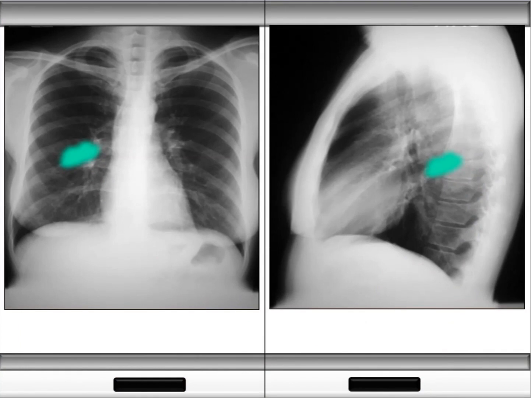So here we see that this lesion in the front we couldn't tell, but when we look at the lateral, we realize that this is actually a lower lobe lesion. Because remember, this here is a fissure, okay? And here is the right middle lobe.